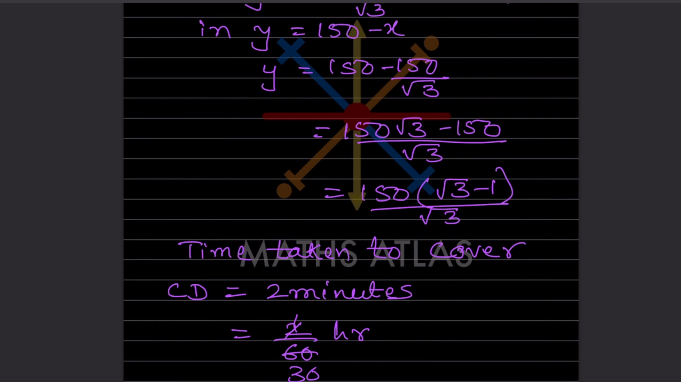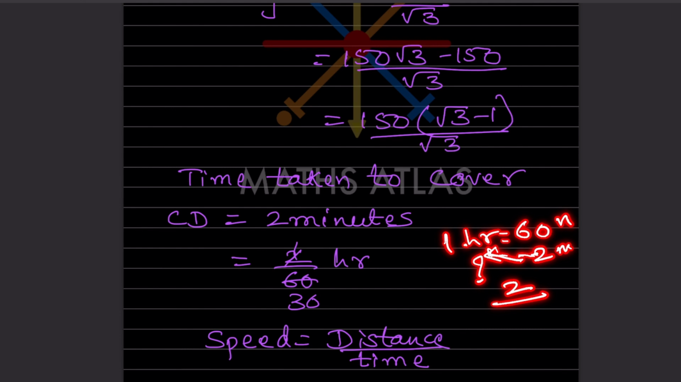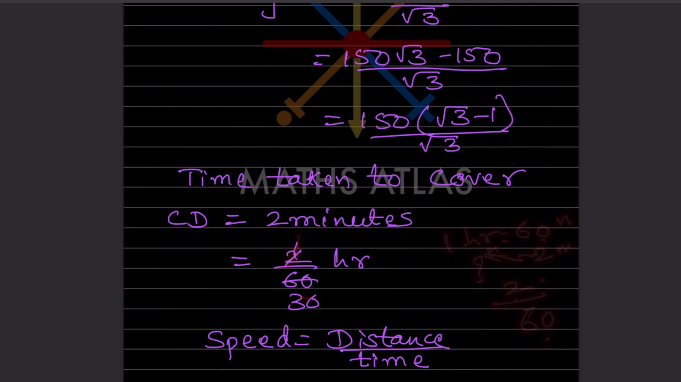The time taken to cover CD is given as 2 minutes. Because we have to convert this to hours, you know 1 hour is 60 minutes. So 2 minutes is going to be what? 2 by 60, since we cross multiply, 2 into 1 is 2 in the numerator, and the single number goes in the denominator. So that will be 2 by 60, which is 1 by 30 of an hour.